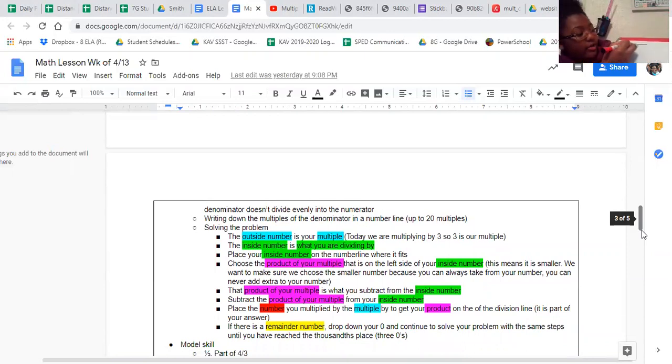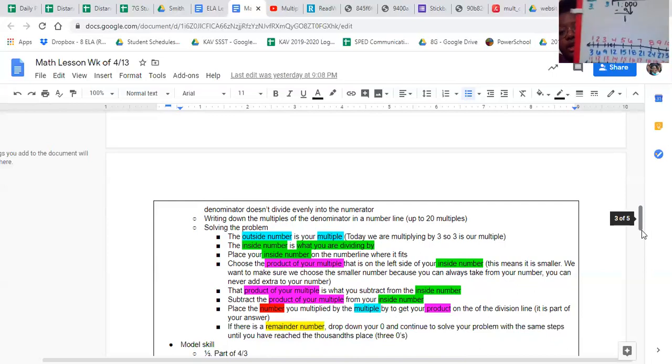So 9 will go on the bottom because that's our product. You always subtract the product from your number. And then 3 will go on the top because that's the number we multiplied. 3 times 3 gave us 9. So you always put the number in red on the top, the number in blue on the bottom. So 10 minus 9 gives us 1.